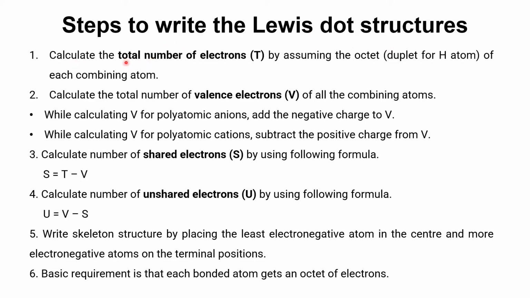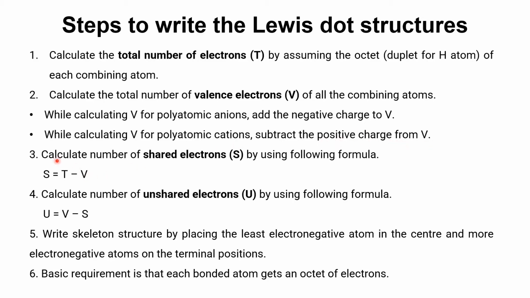The first step is to calculate the total number of electrons, written as capital T, by assuming the octet of each combining atom, but a duplet for the hydrogen atom. The second step is to calculate the total number of valence electrons of all the combining atoms. While calculating V, the valence electrons, for polyatomic anions, add the negative charge to capital V, and while calculating V for polyatomic cations, we need to subtract the positive charge from capital V.